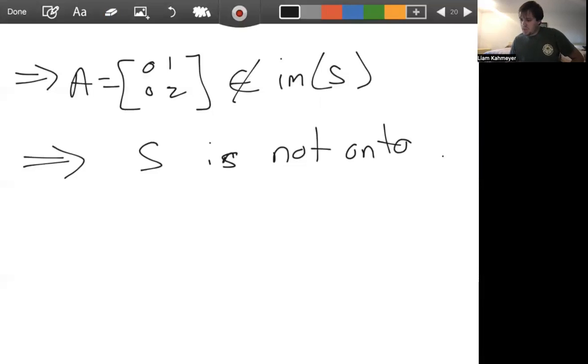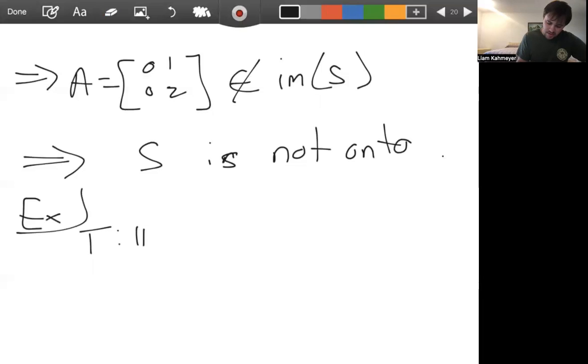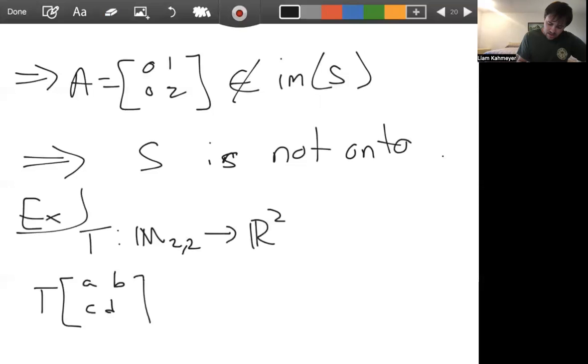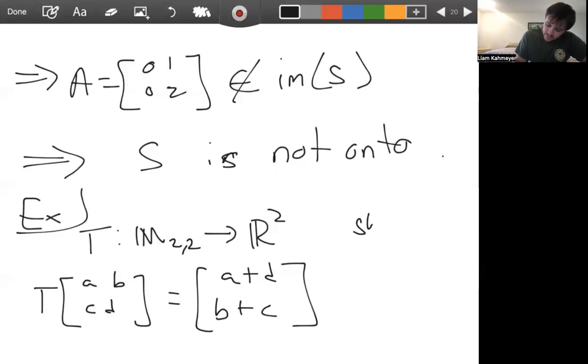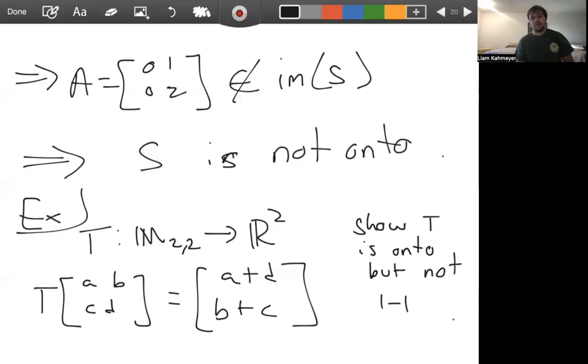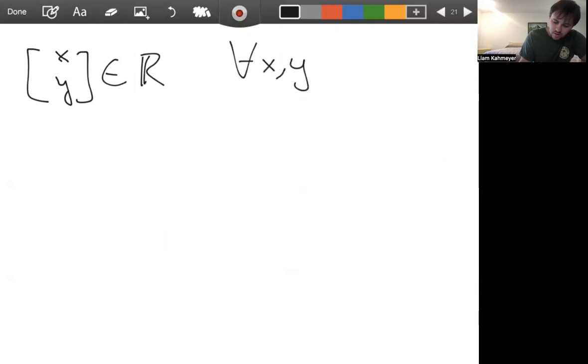So let's look at an example of the flip. Let's find an example of something that's surjective, but not injective. So let's look at T from M22 to R2, given by T of A, B, C, D equals A plus D, B plus C. Now, we want to show that T is onto, but not 1-to-1, okay? So how can we do this? Let's show it's onto first. Well, let's consider x, y an element of R2 for all x, y in R, right? That's every possible element of R2.